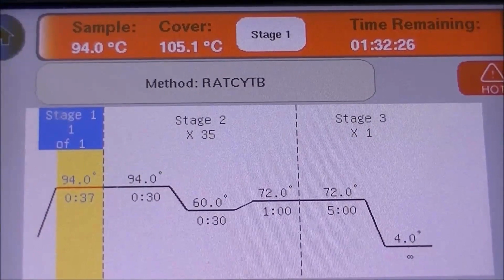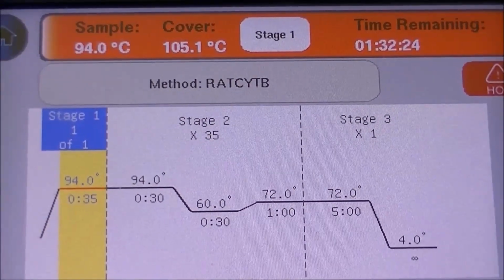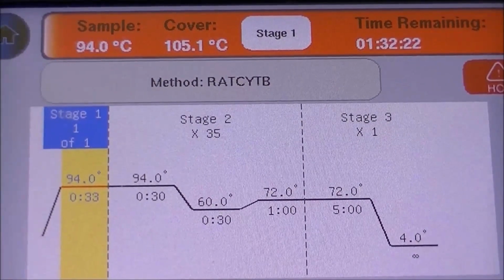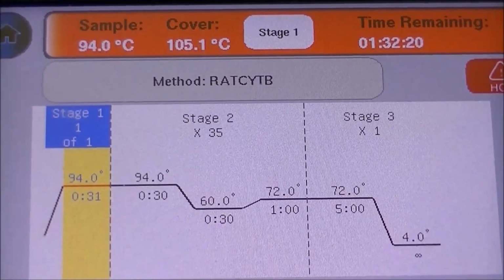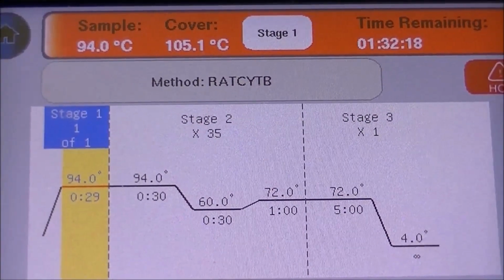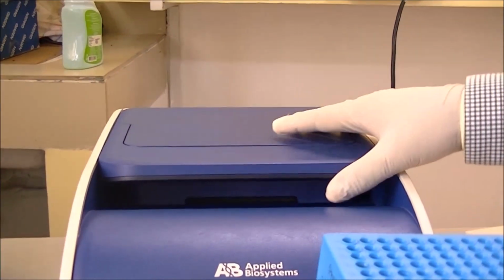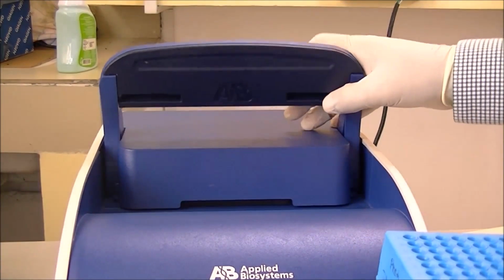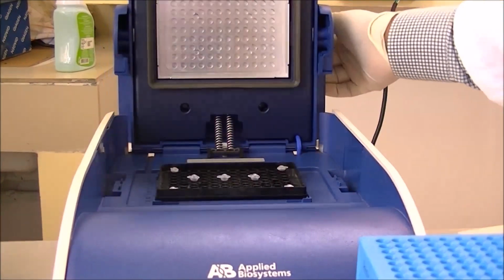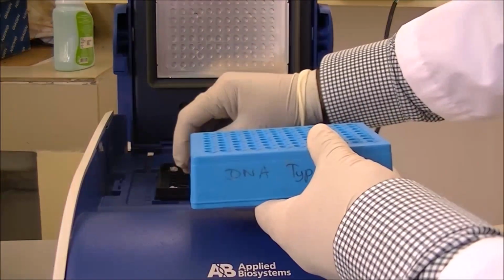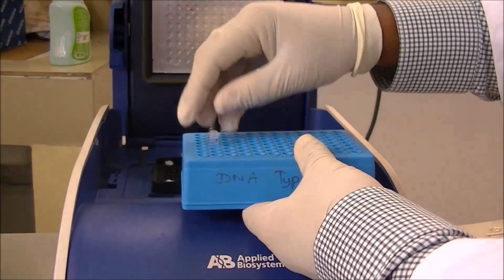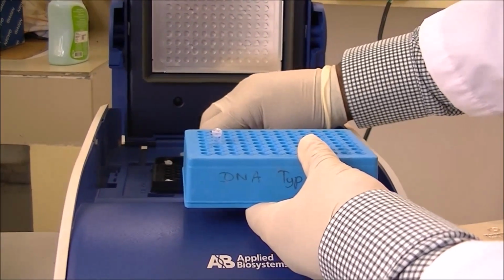This full copying process will be completed within a period of 2.5 hours. Once the cycling is completed, samples can be removed from the machine. Now our PCR is over, and we are taking our amplified DNA samples out of the machine.